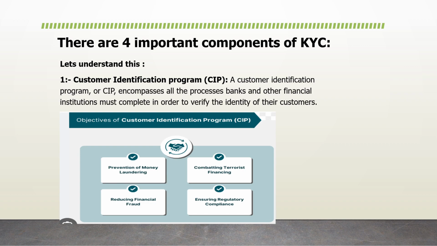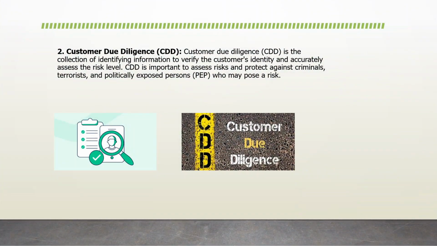First component, Customer Identification Program. CIP, or Customer Identification Program, encompasses all the processes banks and other financial institutions must complete in order to verify the identity of their customers. Customer Due Diligence (CDD). Customer due diligence is the collection of identifying information to verify the customer's identity and accurately assess the risk level. CDD is important to assess risk and protect against criminals, terrorists, and politically exposed persons who may pose a risk.